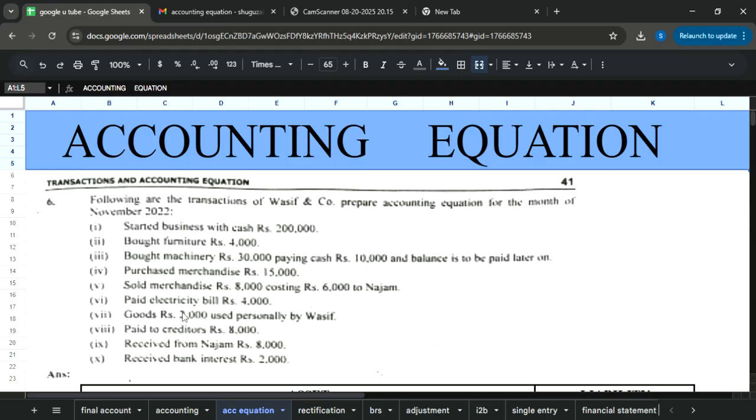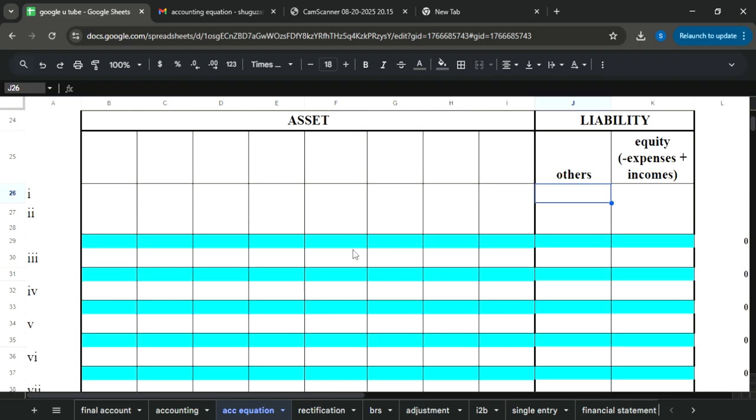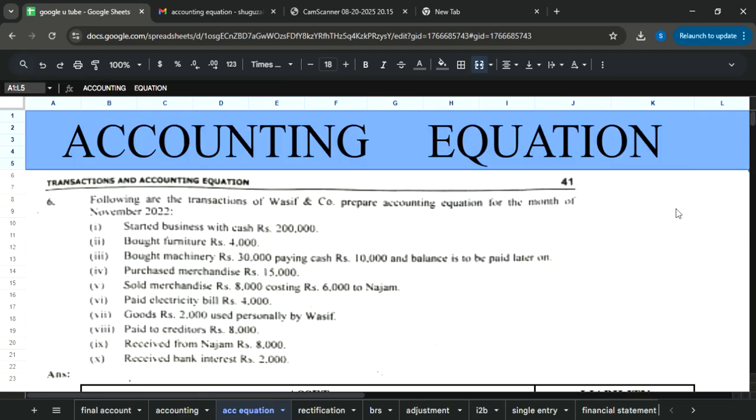The problem is, in your final papers, there will never be short questions with 4-5 entries. You will always have 10 entries. So it's good to practice. Secondly, this is our proforma: on the left side assets, on the right side liabilities. So we are ready to start our question.